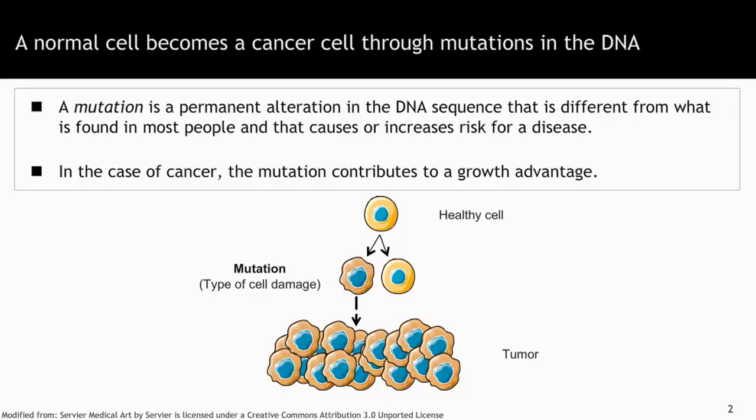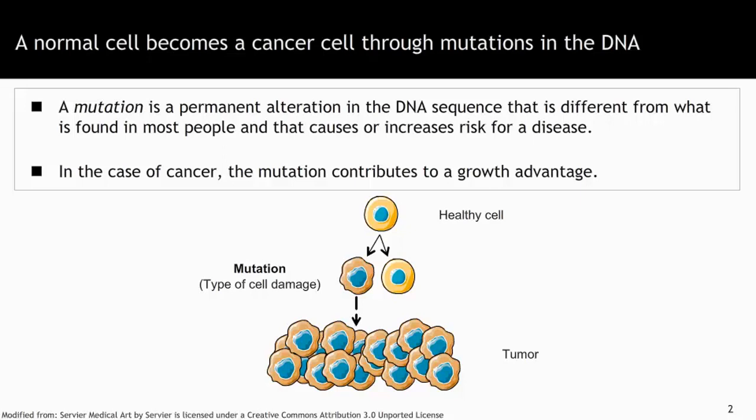Normal cells become cancer cells through mutations in a cell's DNA. A mutation is a permanent alteration in the DNA sequence that is different from what is found in most people, and that causes or increases the risk for a disease. If all humans had identical DNA, we would all be identical. So there must be some variation in the DNA sequence from person to person. Most of this variation is harmless and actually causes all of the differences that we see in one another, which is completely normal. But some genetic variation can be harmful and actually cause disease such as cancer. This type of harmful genetic variation is called a mutation.